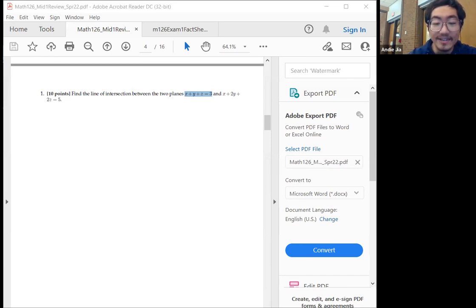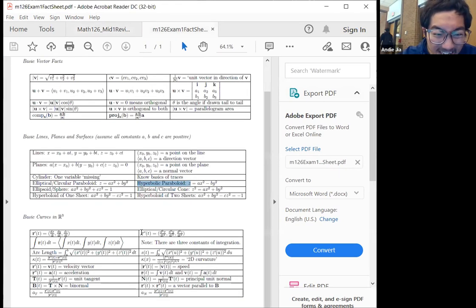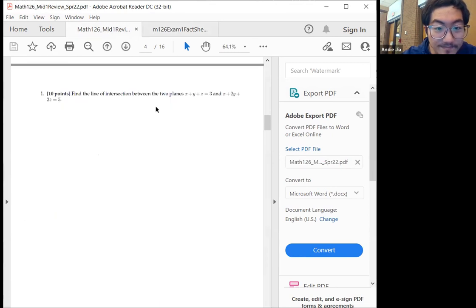And how to find the direction vector: use the cross product of 1, 1, 1 and 1, 2, 2. It's a new vector. And then you will find the parametric equations based on that vector. And here's the equation sheet. If I need it, x equals x0 plus the direction vector times t, and that's how you find the parametric equations.